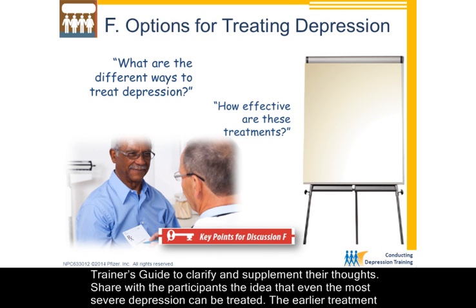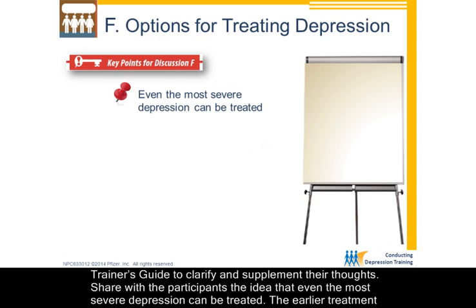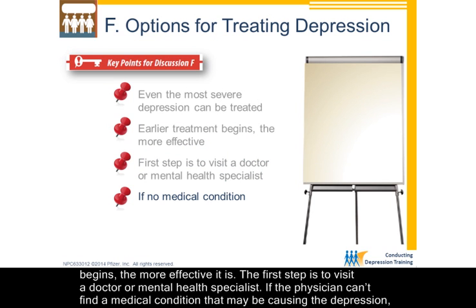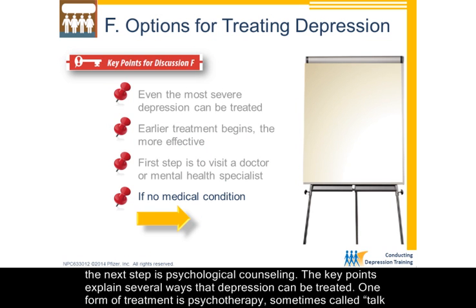Share with the participants the idea that even the most severe depression can be treated. The earlier treatment begins, the more effective it is. The first step is to visit a doctor or mental health specialist. If the physician can't find a medical condition that may be causing the depression, the next step is psychological counseling. The key points explain several ways that depression can be treated.